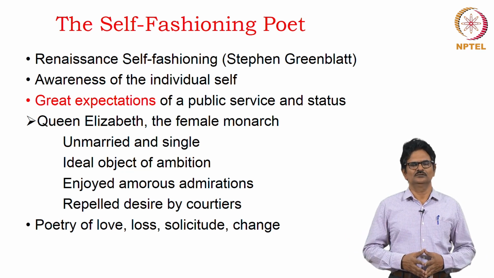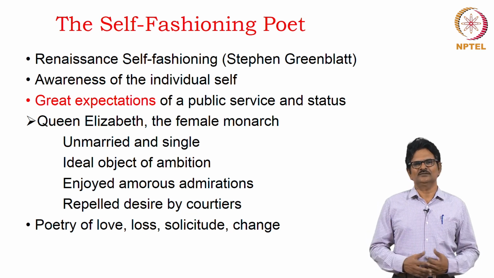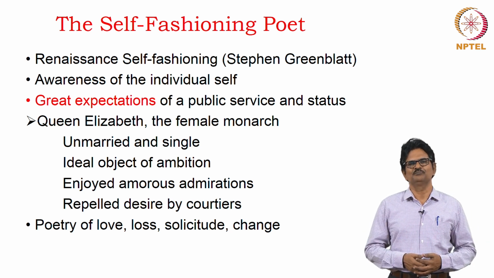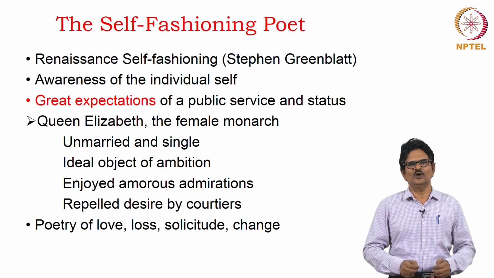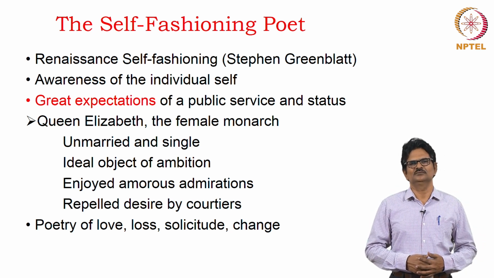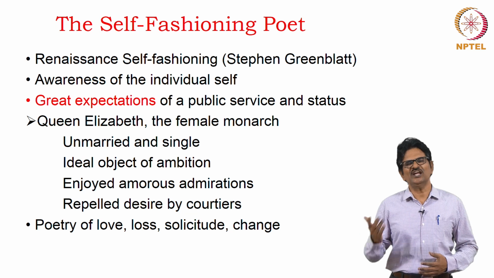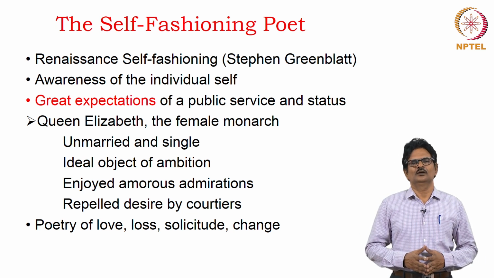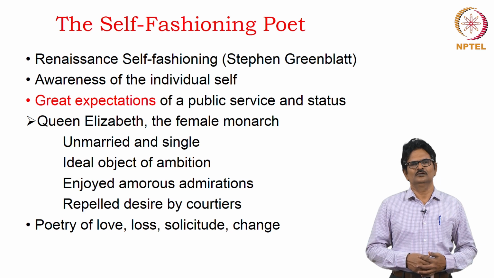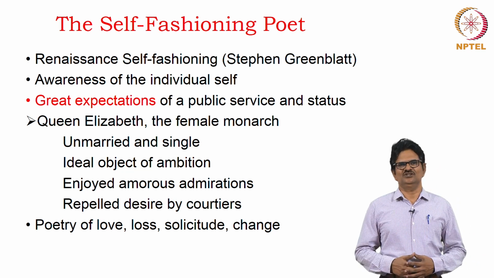They were educated, and so they had great expectations of public service and status. Queen Elizabeth, the female monarch of this time, gave this kind of expectations to people. She was unmarried and single, so everyone aspired. She was the ideal object of ambition for every man of the time. In her own life, she had a tendency to enjoy amorous admirations from her courtiers. However, when some courtier expressed some deep desire, she did not like it, she repelled it. So many of these poets wrote a poetry of love, loss, solicitude and change.